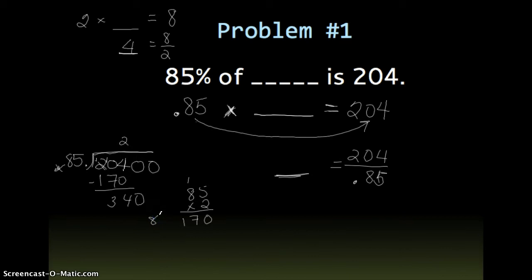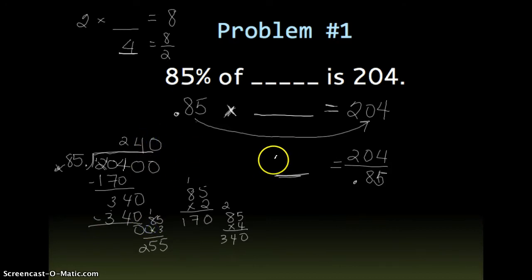85 goes into 340. Let's see. We'll try 3 times. 5 times 3 is 15. 8 times 3 is 24, plus 1 is 25. That seems like too little. So let's try 85 times 4. So we have 5 times 4 is 20. 8 times 4 is 32, plus 2 is 34, and that looks like the correct number. So it's 340. It goes in 4 times. Let's subtract. We get 0, bring down our other 0, nothing goes into 0, so we put a 0. So our quotient is 240.